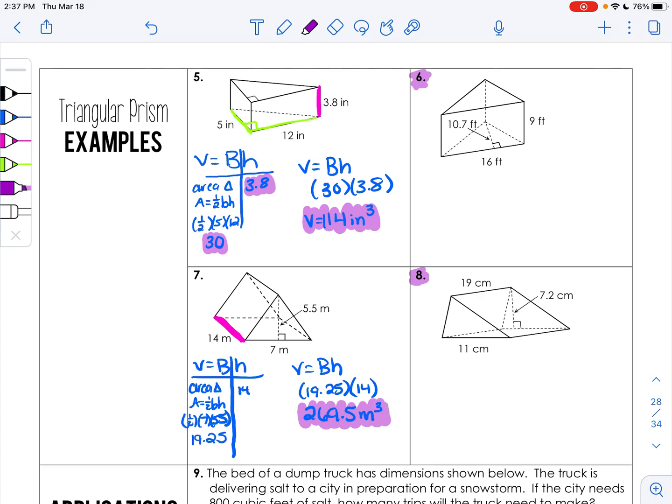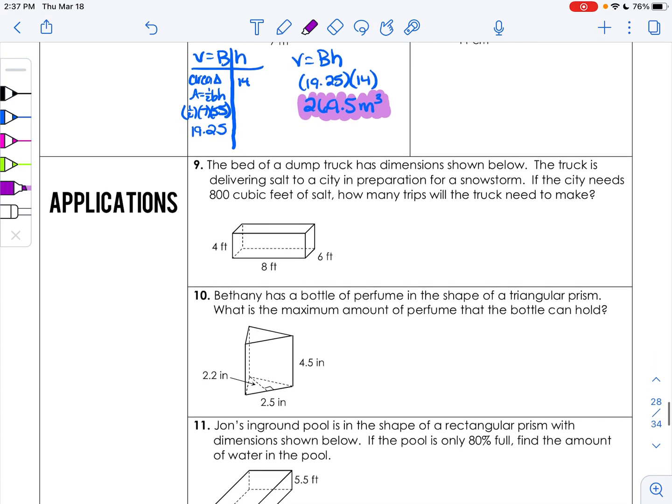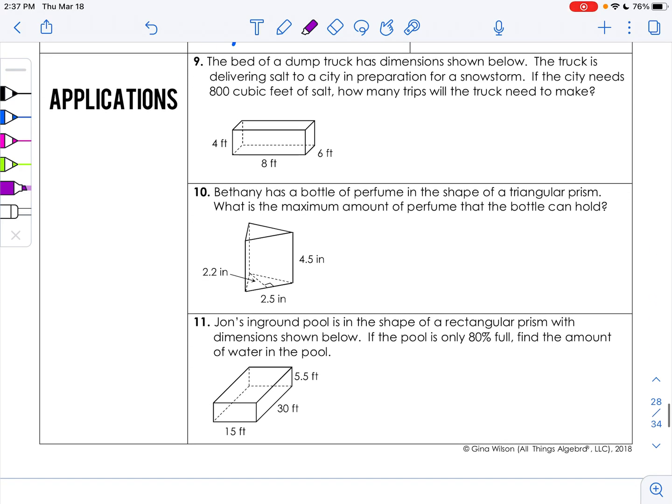And then go ahead and take a look at, there's a few application problems. So number 9, the bed of a dump truck has dimensions shown below. The truck is delivering salt to a city in preparation for a snowstorm. If the city needs 800 cubic feet of salt, how many trips will the truck need to make? So the salt is what is held inside of the truck. So that's what makes this a volume problem. It's how much the inside of the truck can hold.